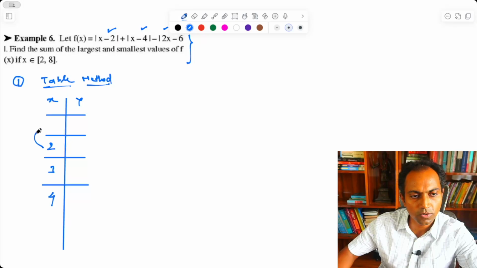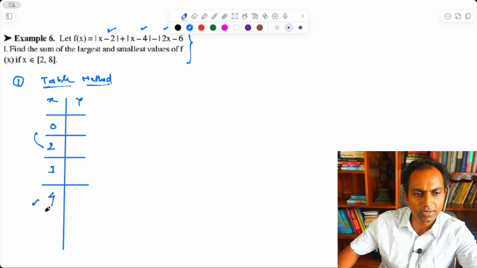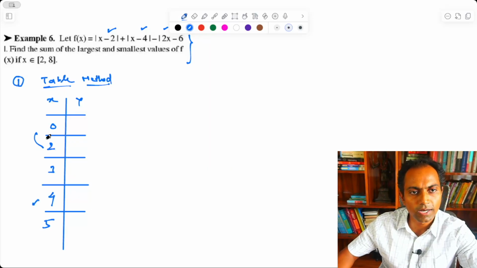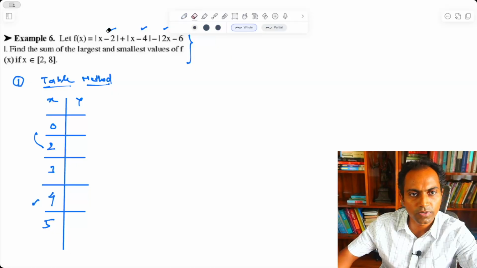Take something smaller than 2, it could be 0. Something greater than 4, it could be 5. If I take 0 and start putting in the question, let us see what do we get. Okay, let us see what do we get.